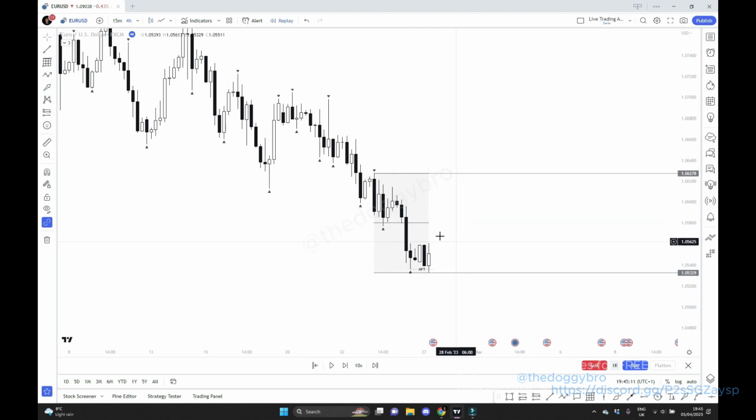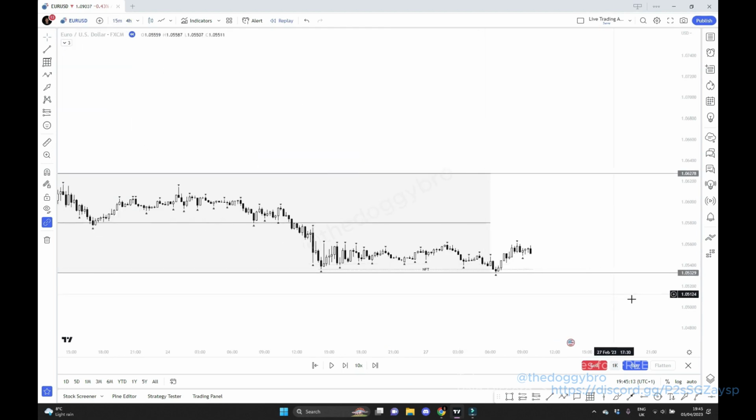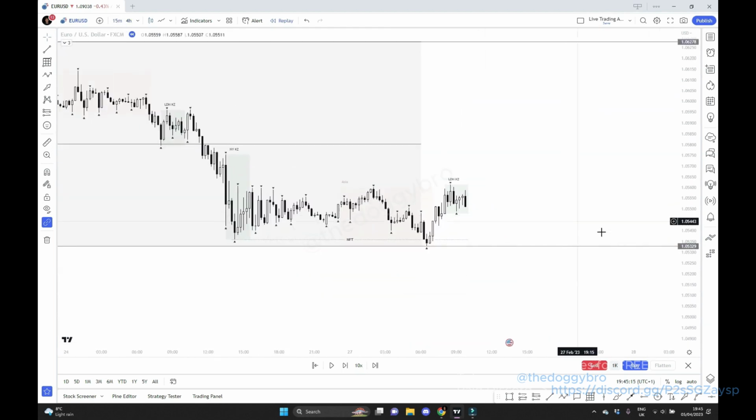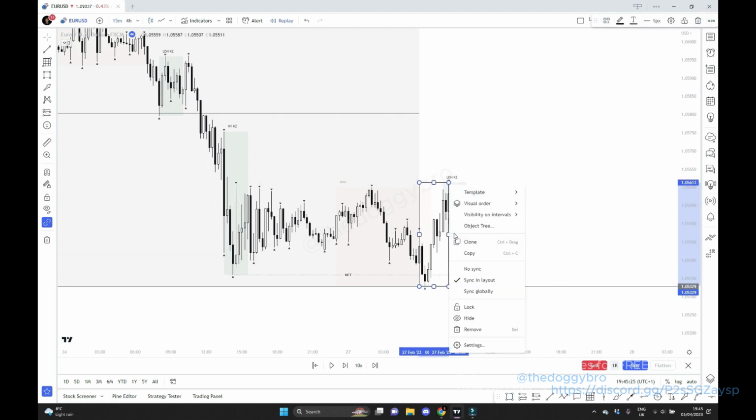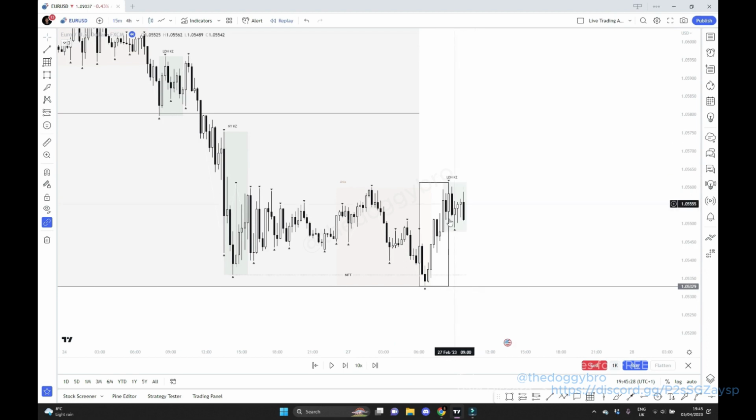So let's remove that and drop down to the 15-minute. Let's have a look here. So let's just add in our 15-minute range and then move it along. So that's the most recent low, that's the most recent high, and we're contained within this range.